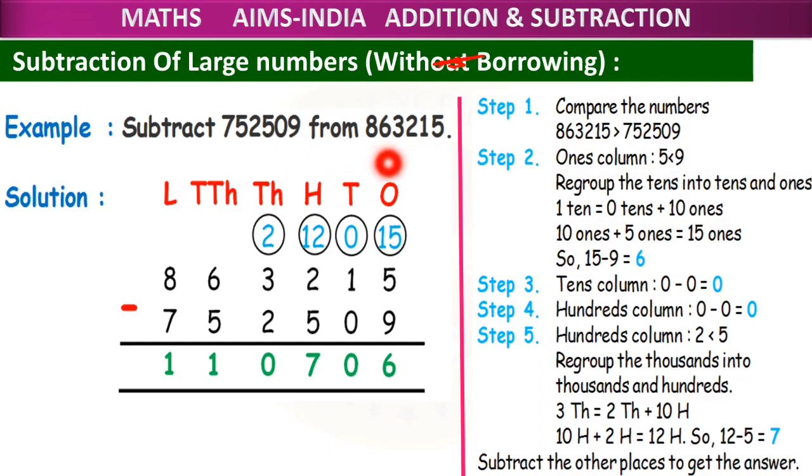8,63,215 is the bigger number, right? This is the bigger number. So we are writing it first, and this is the smaller number. So we are writing it down. This will be our minuend. This will be our subtrahend. We have put up the minus sign here.